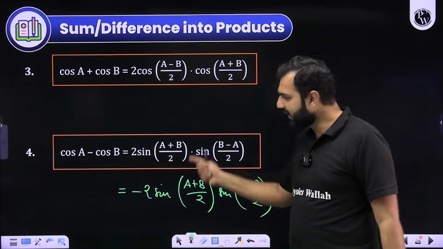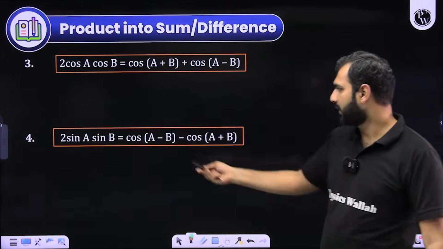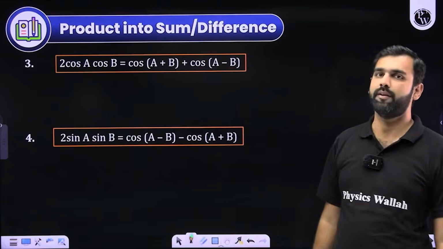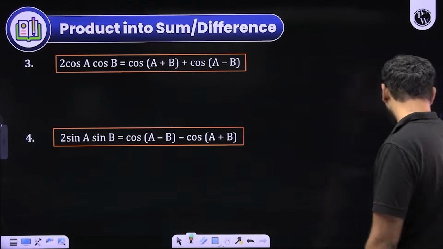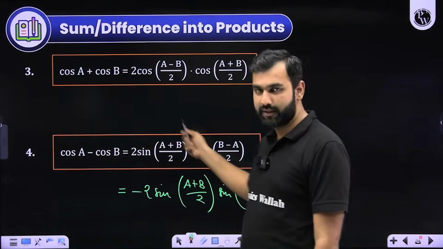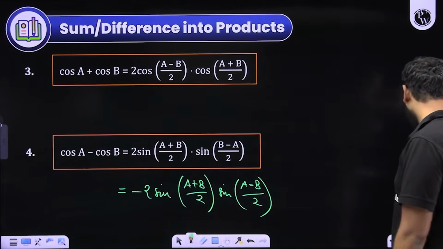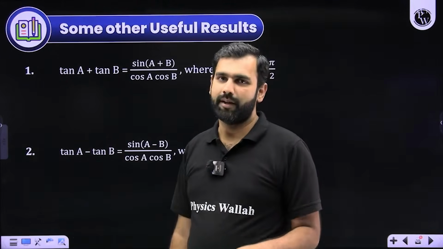I hope you are understanding this particular result. Why are we getting this result? Because the reason is this: it was cos(A-B) - cos(A+B). And that's why you should be more cautious or alert with this fourth formula of sum or difference into product. Did you get this result? Even if you forget this, you can derive it. But yes, rather than deriving it every time, do remember it.